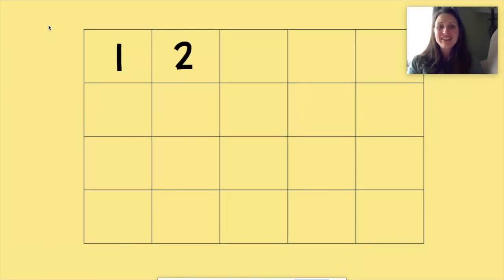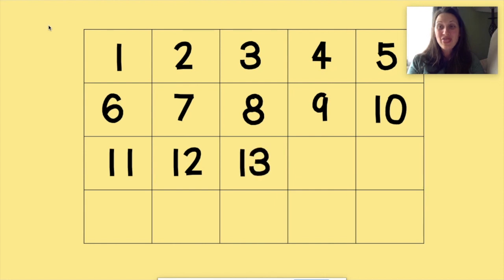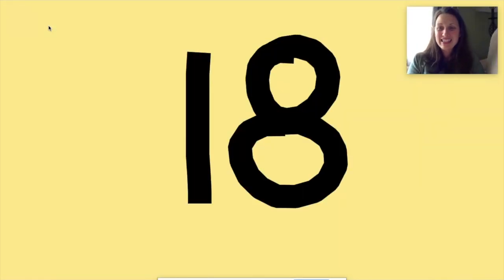So let's count from 1 so we can find out what number we are practicing today. 1, 2, 3, 4, 5, 6, 7, 8, 9, 10, 11, 12, 13, 14, 15, 16, 17. What number is that? It is the number 18. Good. Okay, so we're going to practice the number 18 today.